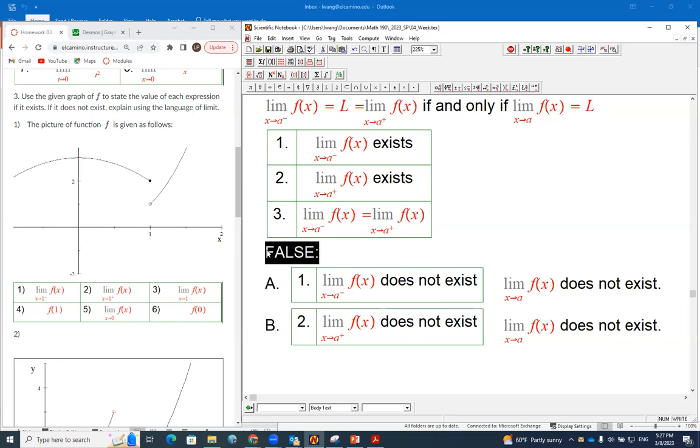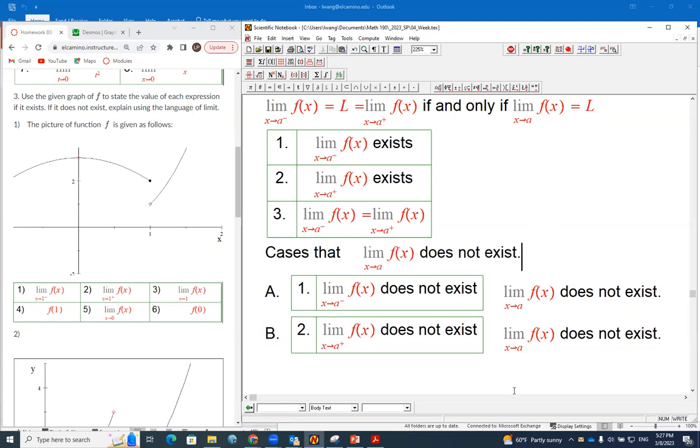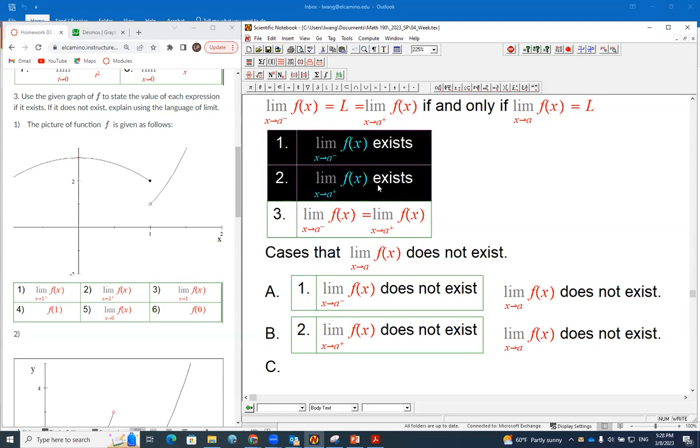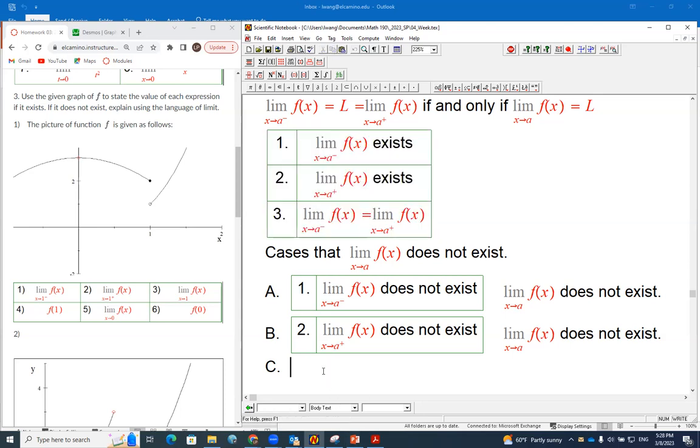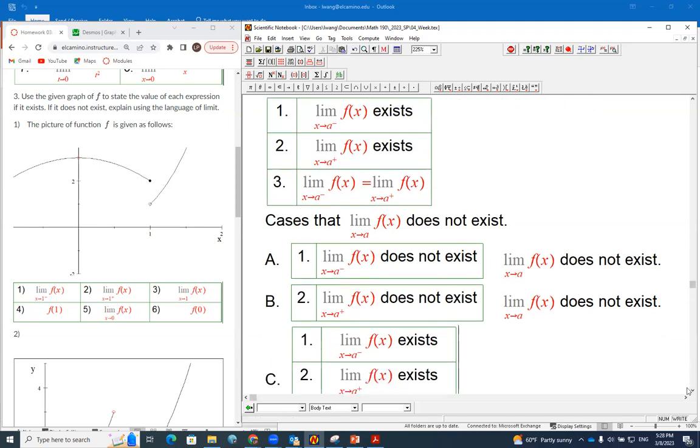So the cases where the limit does not exist could happen in the following way: case A, case B, and case C. Case C is that 1 and 2 are true, but the third one is not true.